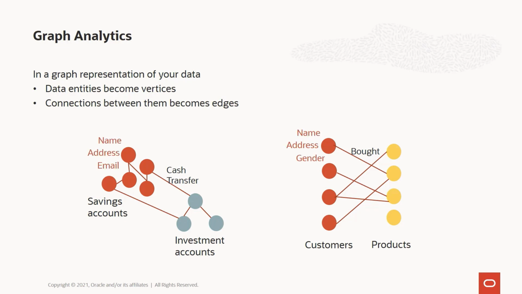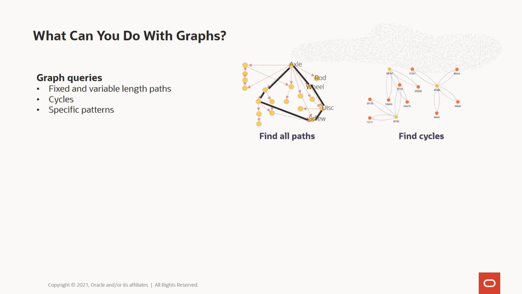And in the property graph data model, edges and vertices can have properties associated with them. And you can model your graph from any data set right in your Oracle database. After you model your data as a graph, you can use a graph query language to find paths, like variable length paths, fixed length paths. I want to see whether there is a path of length 4 between these two vertices. Or you can find cycles. Are there 3-hop cycles, 4-hop cycles, and so on? Or you can look for specific patterns that you can represent in your graph query language.